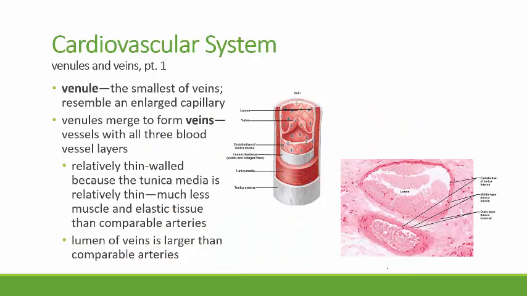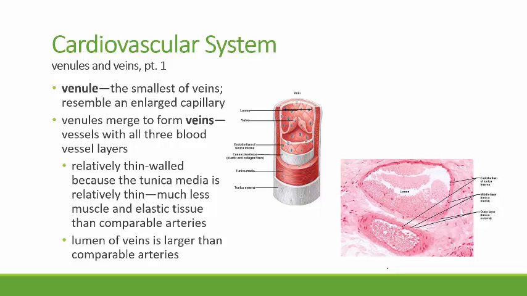All right, so now we've got the last of the blood vessels to discuss. So now we have turned the corner and are heading back toward the heart. The blood first travels through venules. These are the smallest of veins. They resemble an enlarged capillary, but as the blood gets further and further away from the capillary network, the venules merge and they start to take on a tunica media.